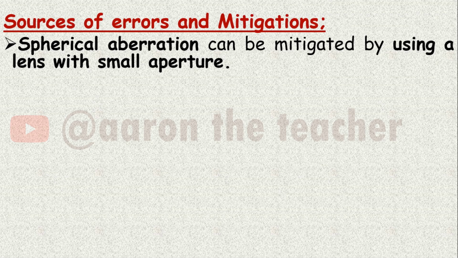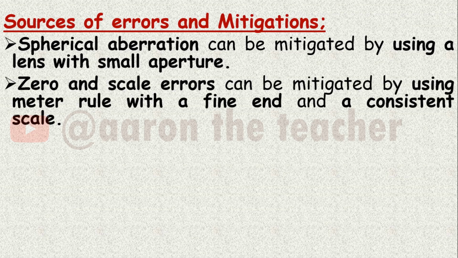Then the next error is zero and scale errors, which can be mitigated by using a meter rule with a fine end and a consistent scale. These arise from using a meter rule whose beginning point is damaged, or has faded. So you find a difficulty in locating the zero mark. So you have to use a meter rule with a fine end and also a consistent scale, a scale which is at least among the standard scales.